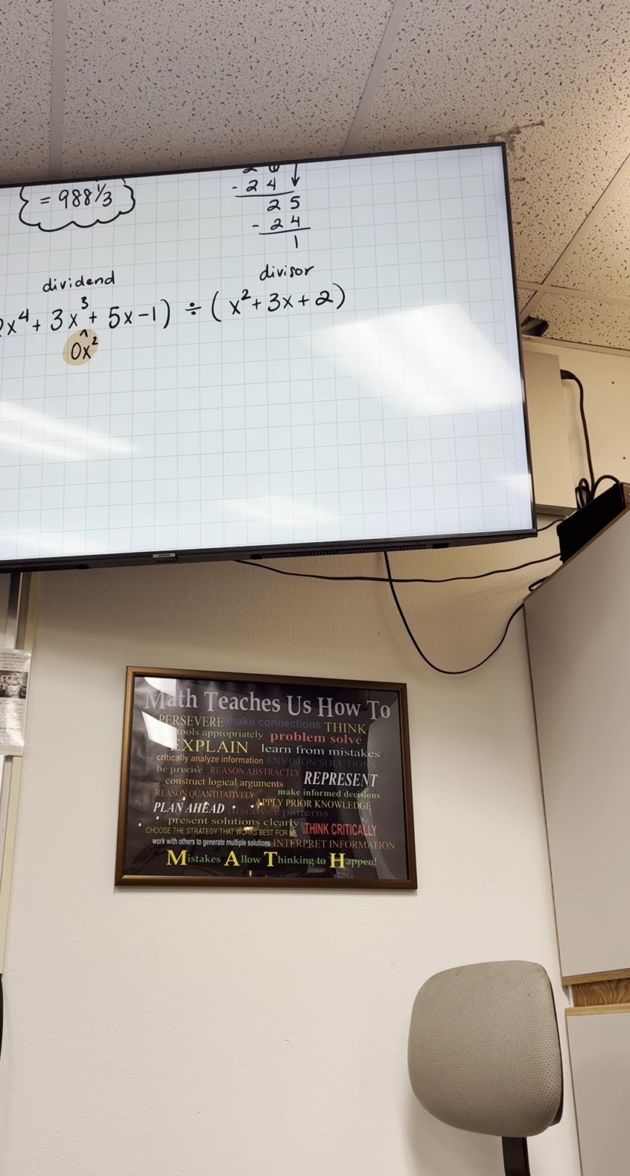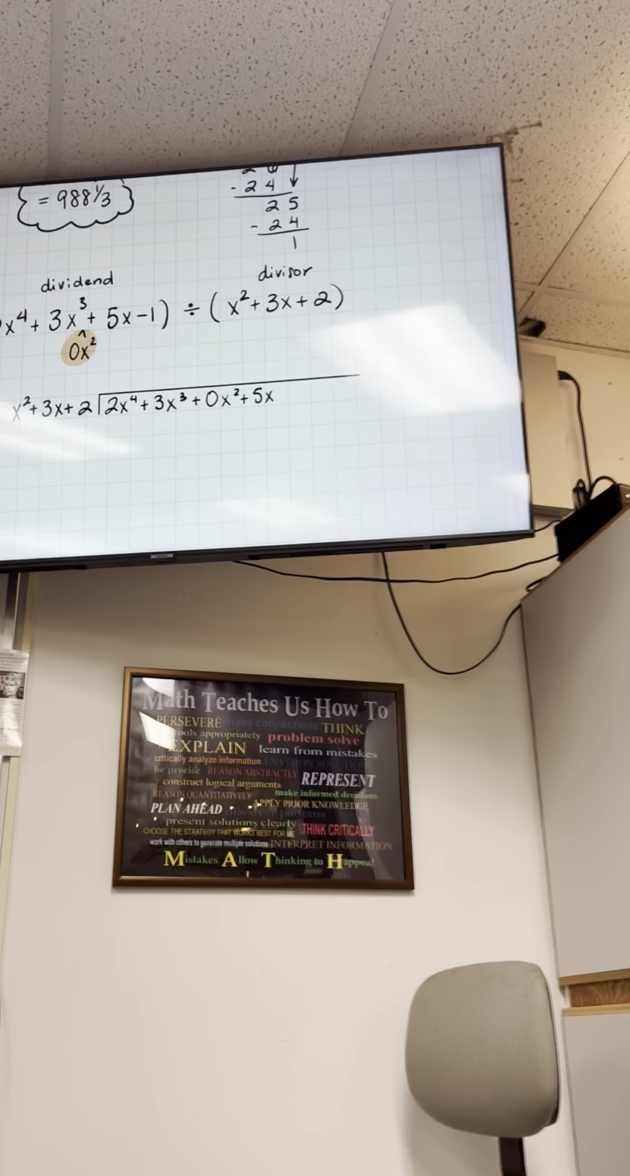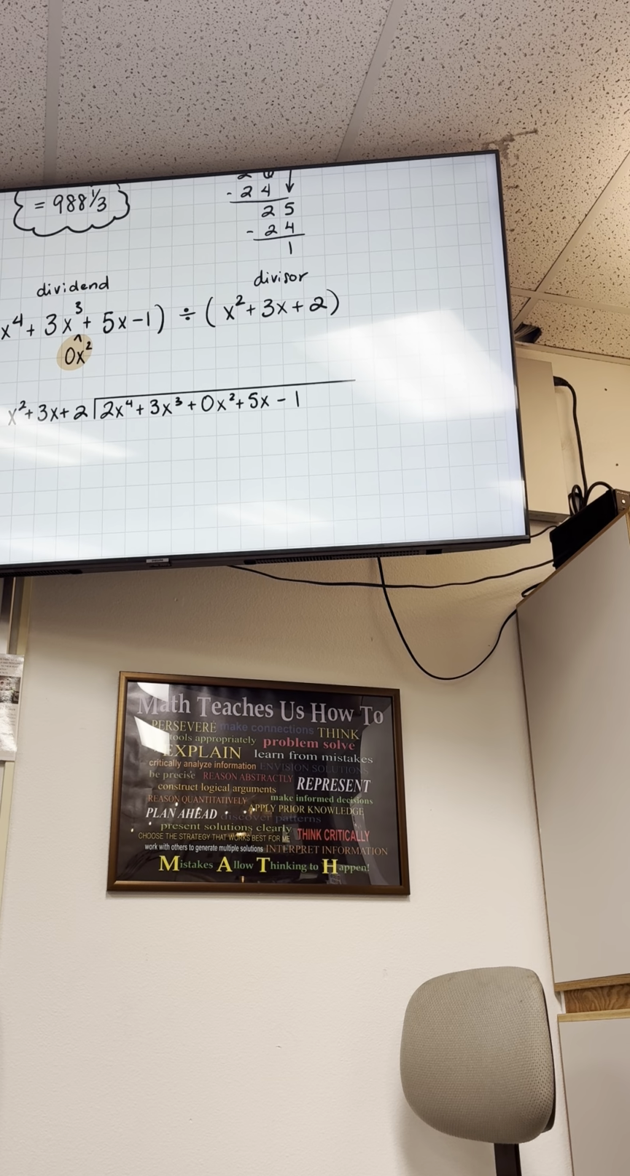So here's how we'll set the problem up. We're going to be dividing x squared plus 3x plus 2 into, and these are going to be long division problems. In fact, I can write that even a little bit neater for us. Here we go. Into 2x to the 4th plus 3x cubed plus that 0x squared term plus 5x minus 1. So that is how this type of problem gets set up.